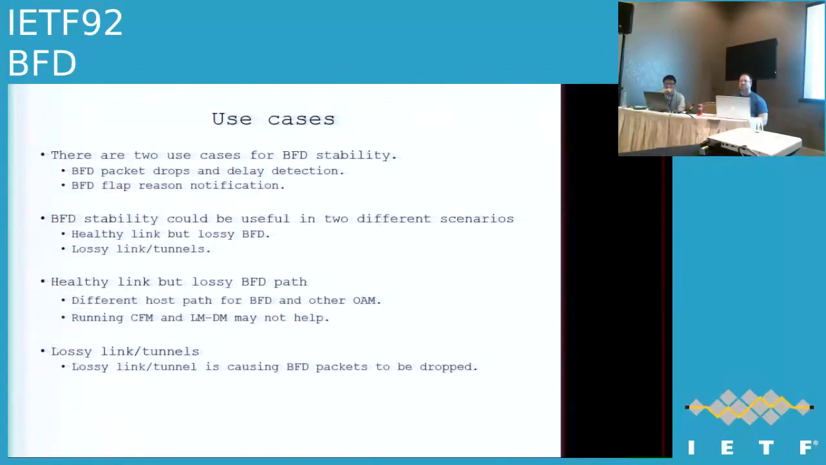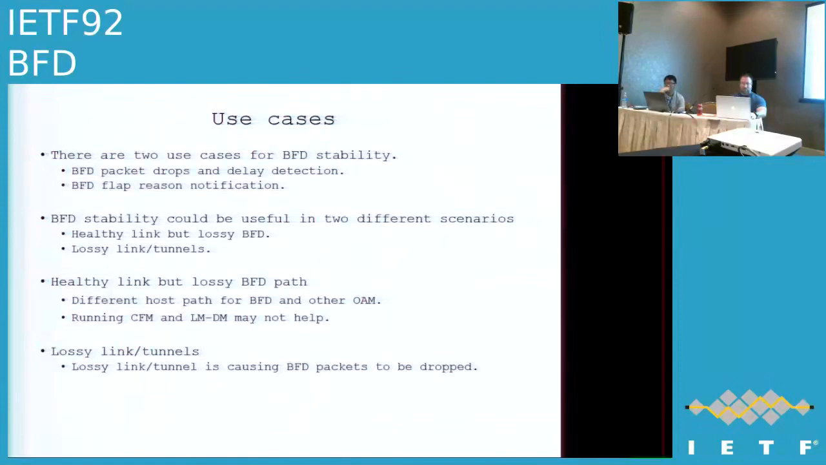In the coming slides, I'll be explaining that. In case of, like I explained, you could have a healthy link, but you have a faulty BFD path. We might argue that in that case you might want to run a CFM or any other LMDM and know what is happening in the system. But it could be possible that CFM and any other OAM might be taking a different queue path altogether within the system, and BFD might be taking something else. So in this case, it is just BFD that is getting affected and no other OAM will detect any issues with the BFD, right? So that is one of the scenarios.